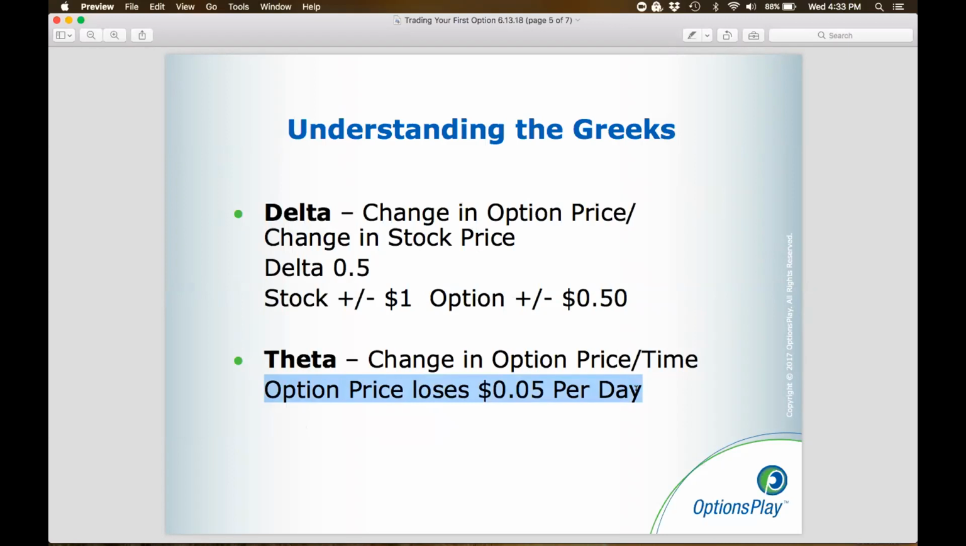So if you're an options buyer, you need to overcome this 5-cent loss every single day with delta. If the stock moves up by $1, you make 50 cents. That buys you roughly 10 days worth of time decay, if you will. Vice versa, if you're a seller of options, every 10 days that go by, you make 50 cents. So theta tells you how much money you make or lose as time goes by.